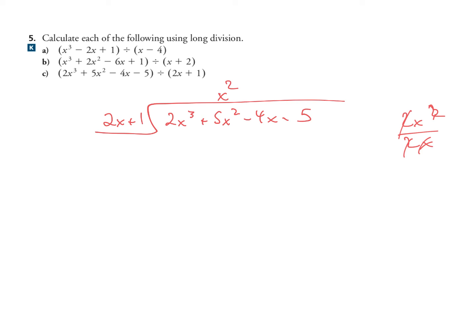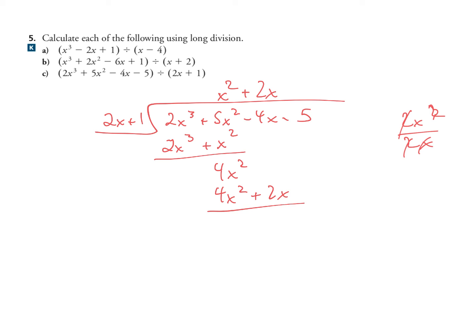So you've got 2x cubed plus x squared. It's going to be 4x squared. So 4x squared divided by 2x is plus 2x. 2x times 2x is 4x squared, plus 2x.